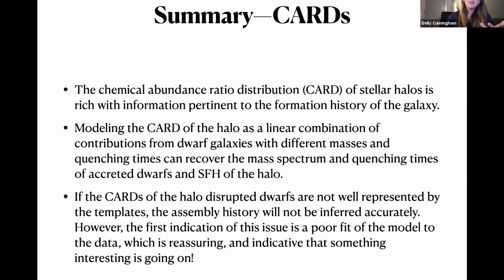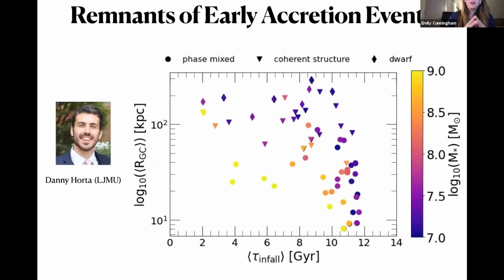Okay, so in my last few minutes, the majority of this talk, this first part, was really focused on what we can do with chemical abundances alone. But I want to take a moment to look to the future, and highlight some work being led by an amazing graduate student, Danny Horta, who maybe some of you have met because he's in Australia.